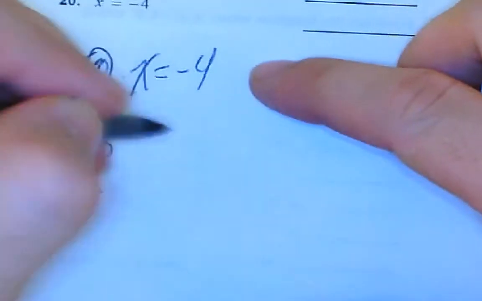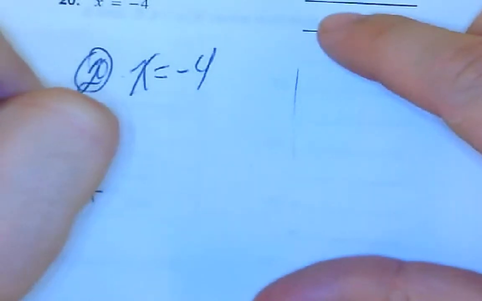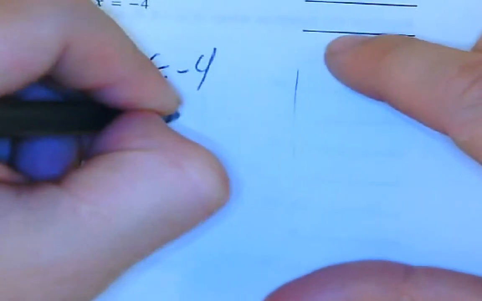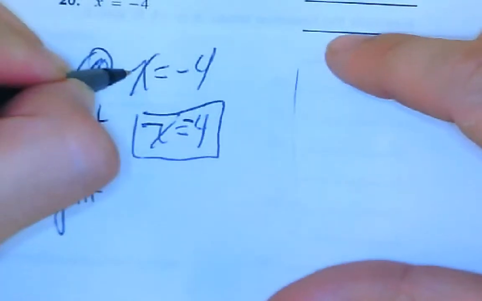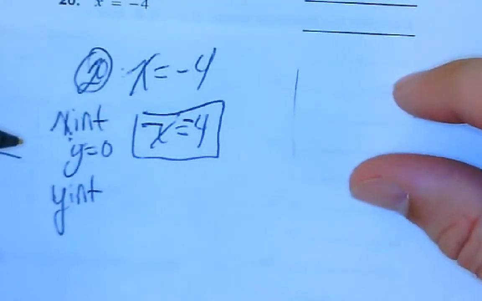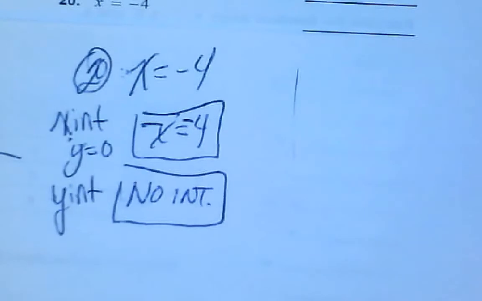So we're going to say that this equation, x equals negative 4, has an x-intercept where y equals 0. So x equals negative 4. It's already solved out for you. Nothing to do there. The y-intercept is the strange one. It doesn't have a y value, so there is no intercept. It will not cross the y-axis because you don't have a y variable.